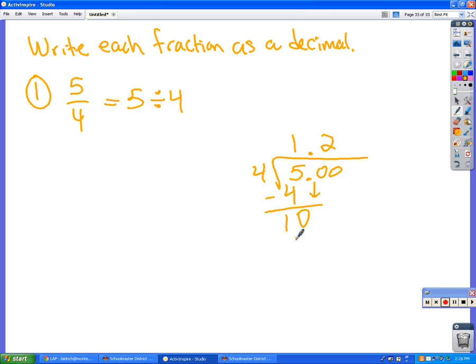2 times 4 is 8. Subtract those and then bring down the 0. Good. And then 4 goes into 25 times. And so now you are done. 1.25. Carla? How come you added 2 zeros?